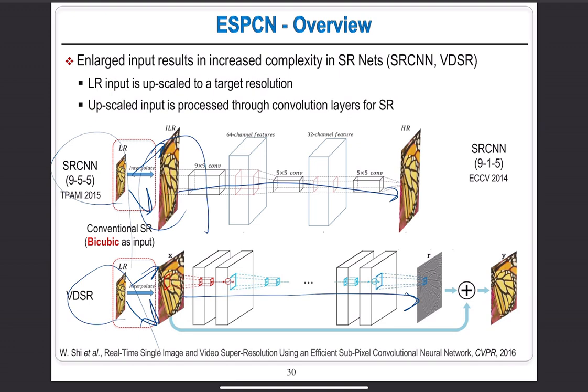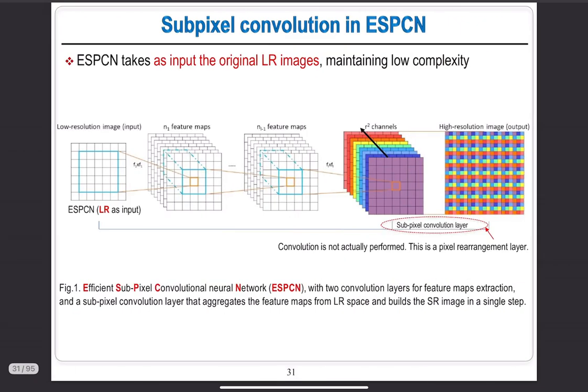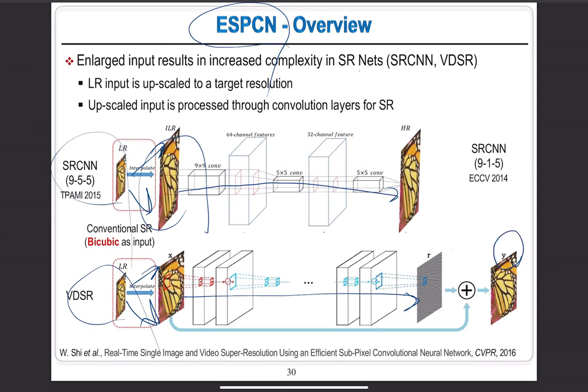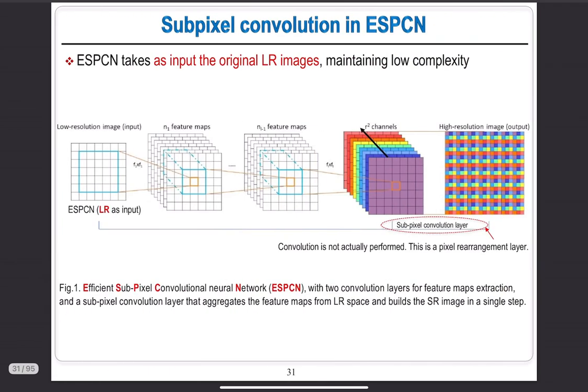In contrast, their proposed method, ESPCN, processed the low-resolution image directly without any kinds of upsampling. So the network then reconstructs the high resolution image using a sub-pixel convolution layer at the end. This leads to significantly lower computational complexity and faster inference time.